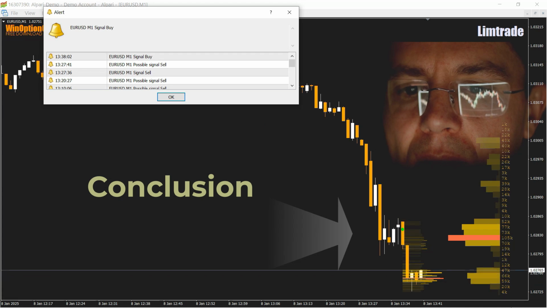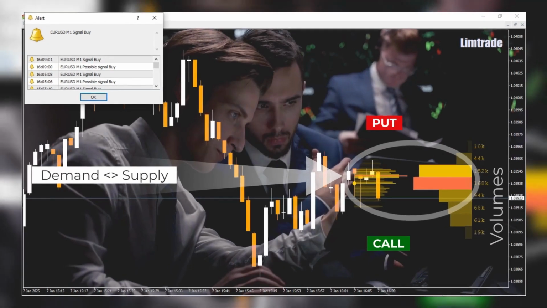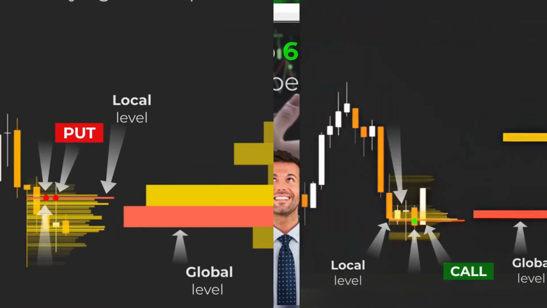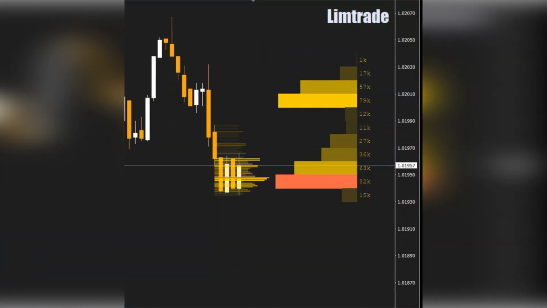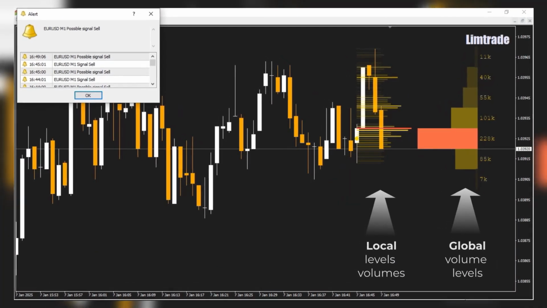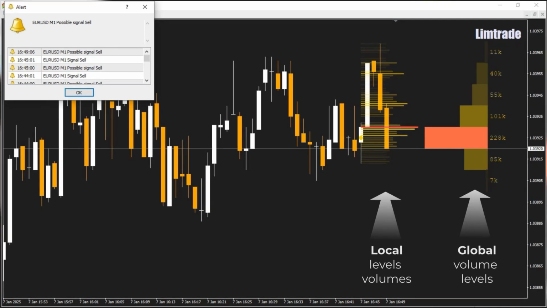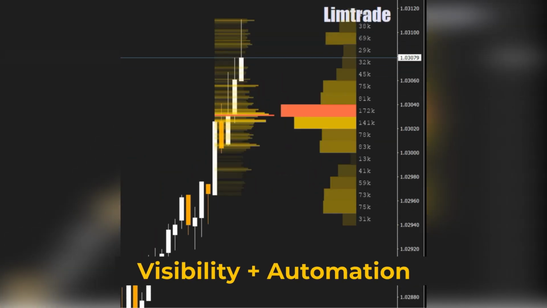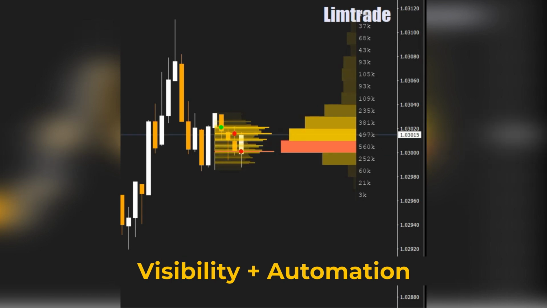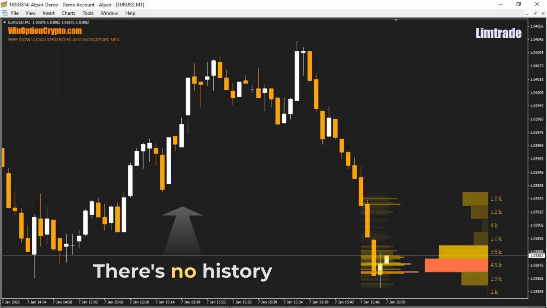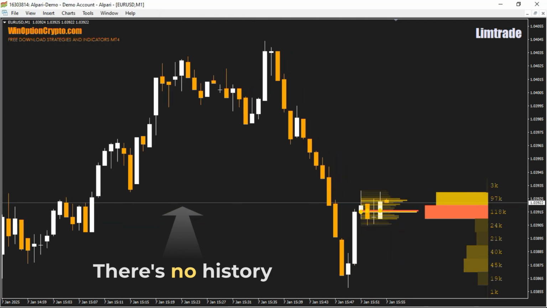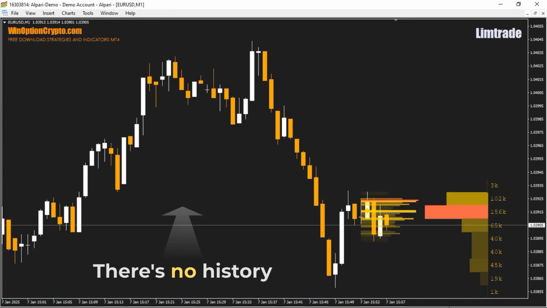Conclusion. The Limtrade Binary Options Indicator helps traders make more informed trading decisions. It analyzes data on trading volumes, generating signals to open a call and put position, and also visualizes the ratio of supply and demand in the market in the form of local and global volume levels. Limtrade has several obvious advantages: clarity and automation of the formation of trading signals. However, it is important to note some of its limitations. The lack of history of changes in volume levels over time, which significantly reduces the ability to test its operation in the standard mode of the MetaTrader 4 trading platform.